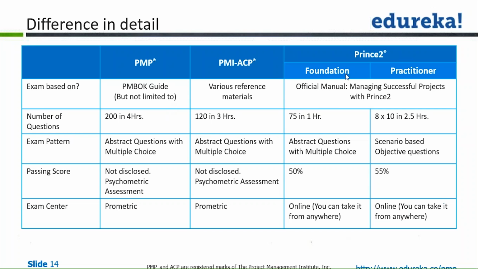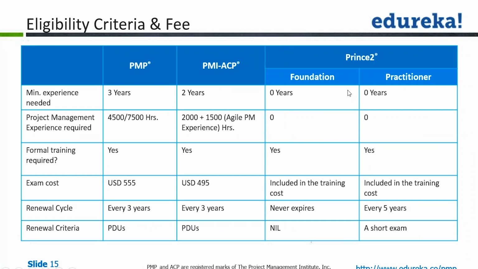I'll give you the details about the fee structure in the next slide here. So for PMP examination, the minimum experience needed is 3 years, and for PMI-ACP it is 2 years. 2 years means you need to have 2000 plus 1500 hours of project management experience.